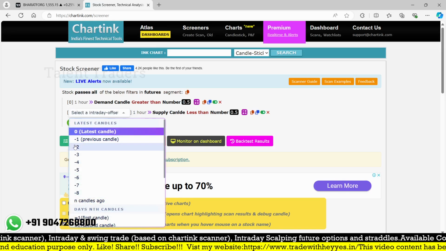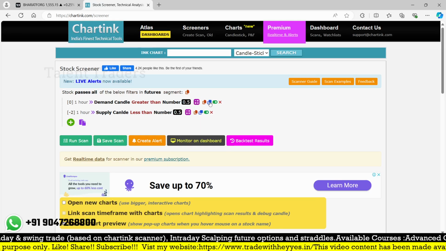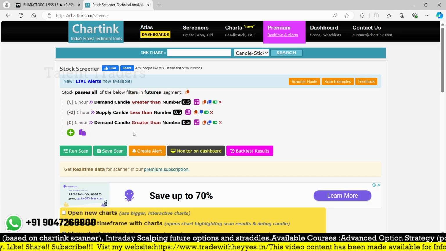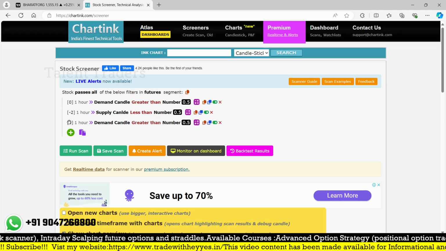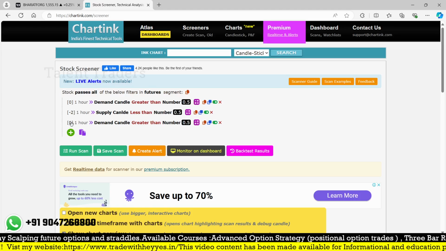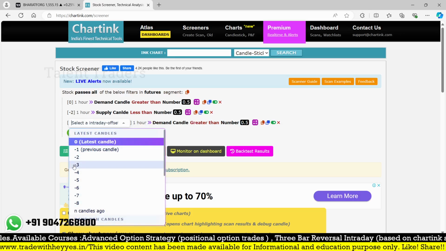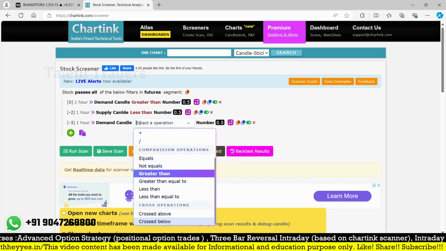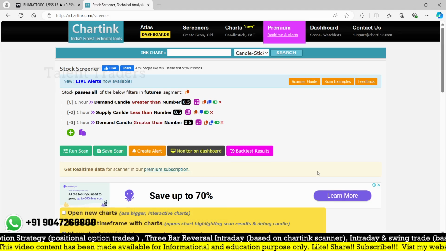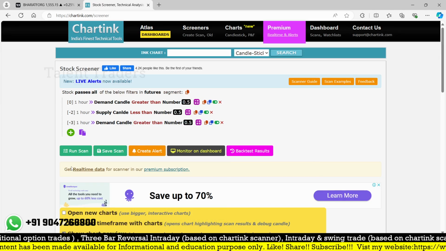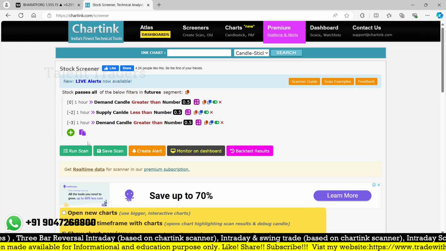-2 should be the previous candle, and the same we can copy in the demand candle. The next one should be the third candle back, or the previous one should also be the third candle, so that it must be greater than 5. This simply fetches you that particular 1 hour time frame supply and demand.